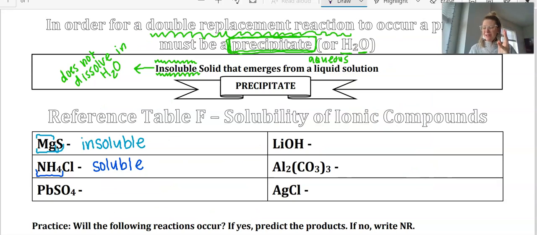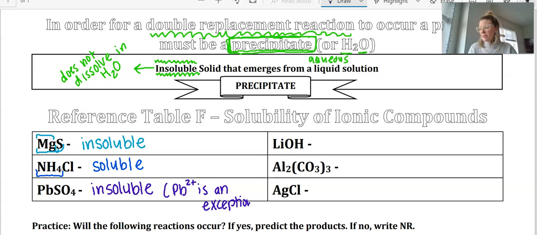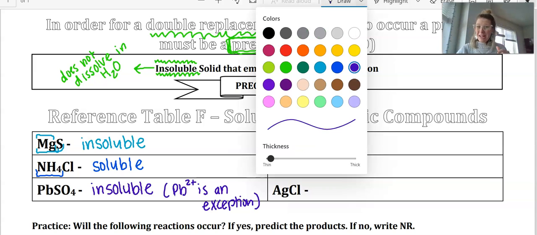So the compound lead-2 sulfate is insoluble, right? Again, Pb2+ is an exception to that solubility rule. Cool. So if you'd like, feel free to pause the video and try these other substances just to test your knowledge. But at this point, I'm just going to go ahead and give our answers. And so again, pause here now if you want to test yourself.